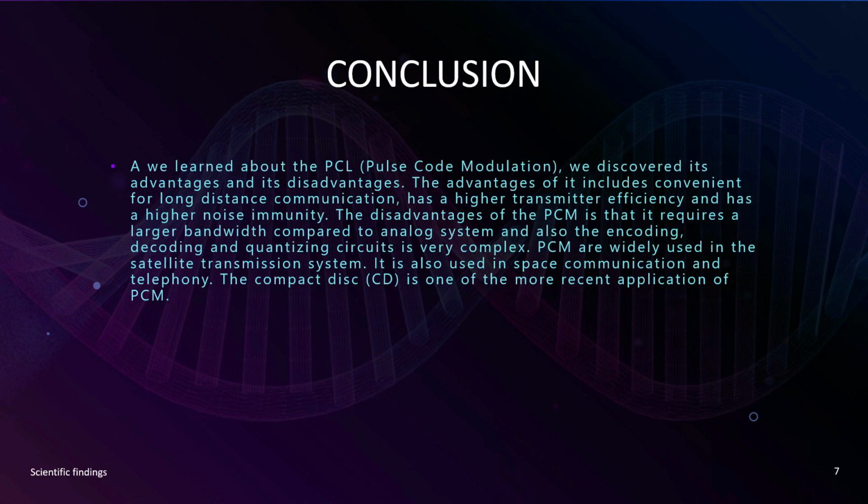So for the conclusion, we learned about PCM, pulse code modulation. We discovered its advantages and its disadvantages. The advantages include being convenient for long distance communication, having higher transmission efficiency and having higher noise immunity. The disadvantages of PCM are that it requires a larger bandwidth compared to analog systems, and also the decoding and quantizing circuits are very complex.